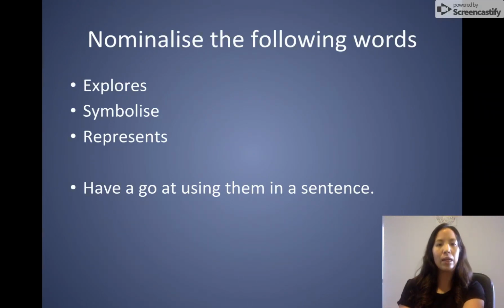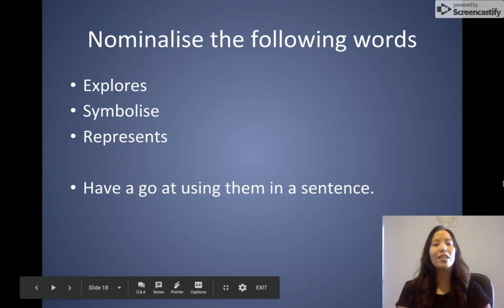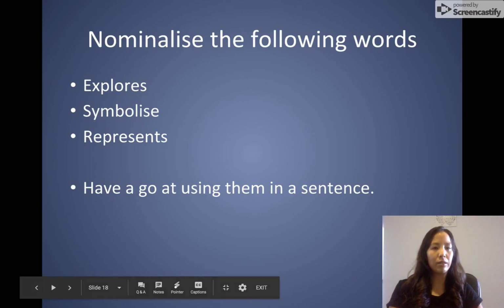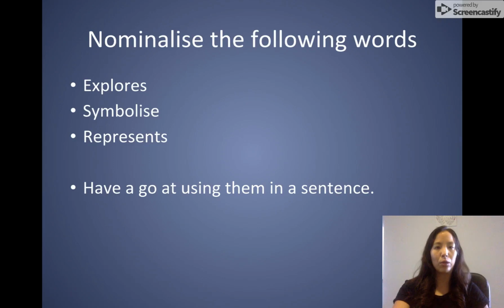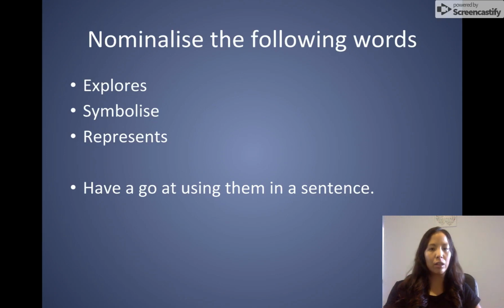Have a go at normalizing the following words. So you've got explores, symbolize, represents, and then have a go at using them in a sentence. Now, if you want the answer, the answers for those are exploration, symbolism, and representation. So have a go at putting those in a sentence if you haven't already figured those out. Just remember that part of it is about the process of using normalized words to make your language sound more sophisticated. So there's certain words that eventually you'll start using more, hopefully.